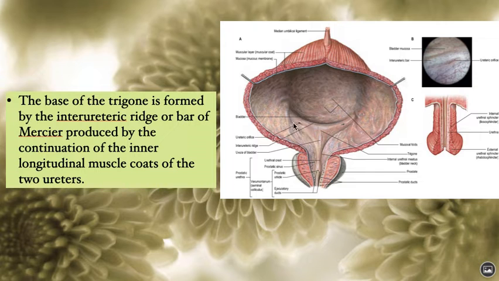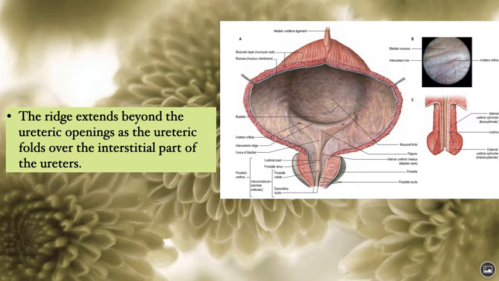The base of the trigone is formed by the interureteric ridge or bar of Mercier, produced by the continuation of the inner longitudinal muscle coat of the two ureters. The ridge extends beyond the ureteric opening as the ureteric folds over the interstitial part of the ureters.